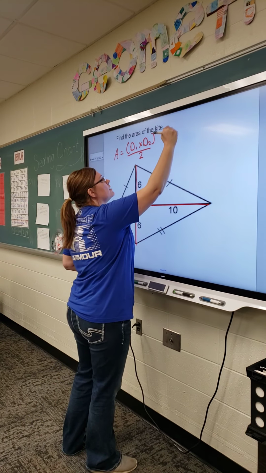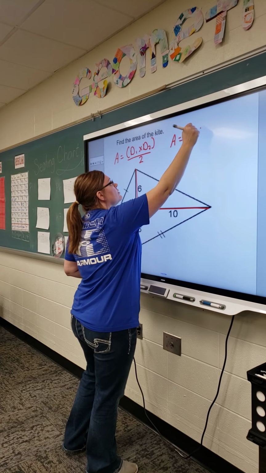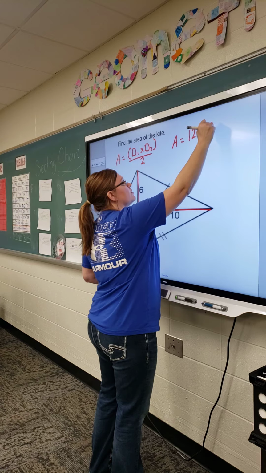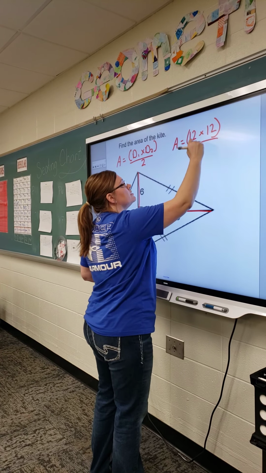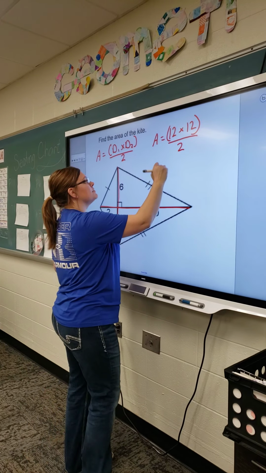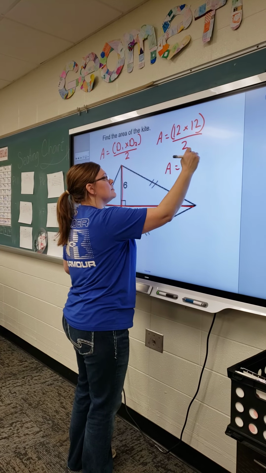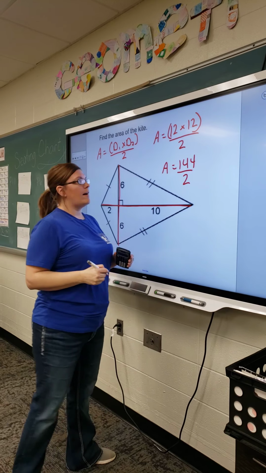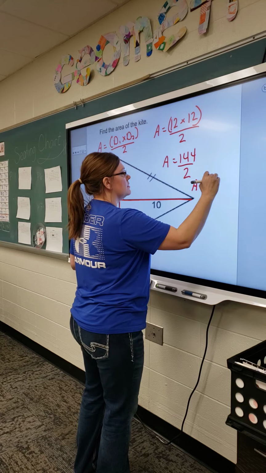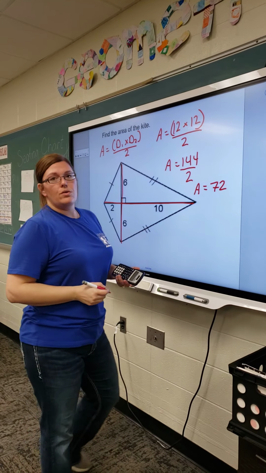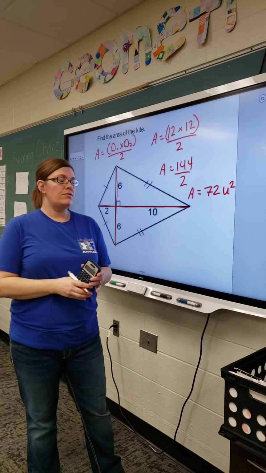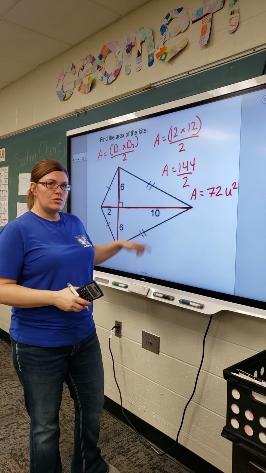So area equals 12 times 10 plus 2, 12, divided by 2. 12 times 12, 144. And we're going to divide that by 2. Area equals 72. I don't give you units, so you just tell me units squared. Okay, seem easy enough? Diagonal 1 times diagonal 2, divide that by 2.